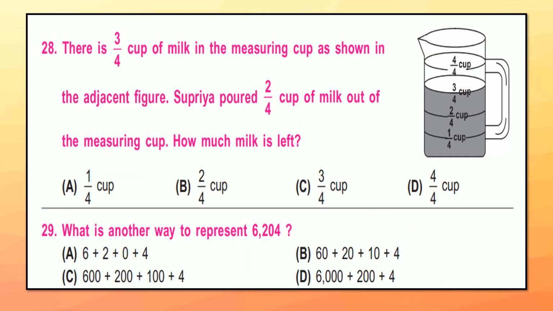Question number 28. There is 3 by 4 cup of milk in the measuring cup as shown in the adjacent figure. Supriya poured 2 by 4 cup of milk out of the measuring cup. How much milk is left? Option A, 1 by 4 cup. Option B, 2 by 4 cup. Option C, 3 by 4 cup. Option D, 4 by 4 cup.